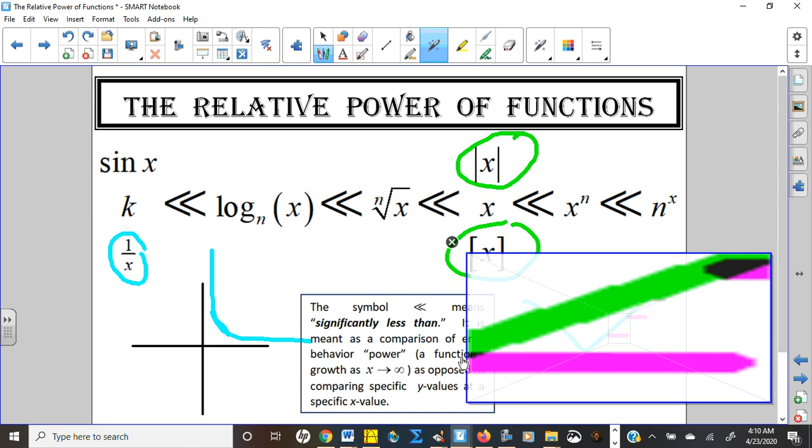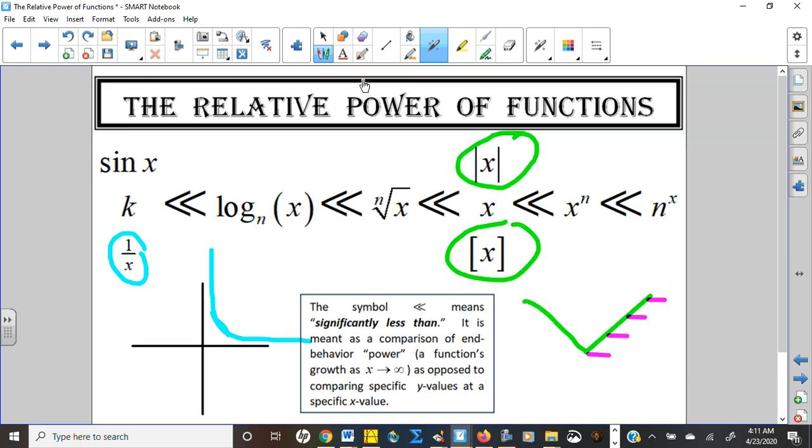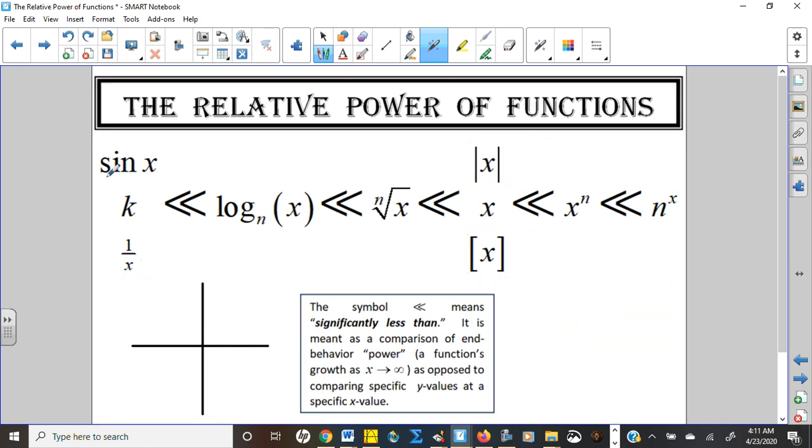But if you went out 100, x would have a height of 100, and the greatest integer function would have a height of 100. So in the long term, their values are growing at about the same rate, even though in between integers, one of them doesn't grow at all, and the other one is kind of moving on. So there's definitely some variations in here. There's a little bit of weird stuff going on here and there, but this just kind of tells you how their powers stack up.